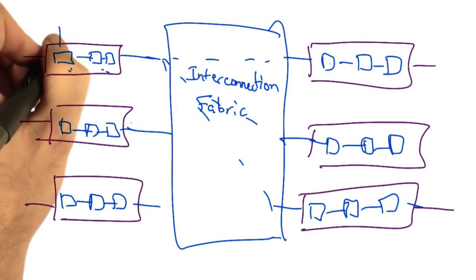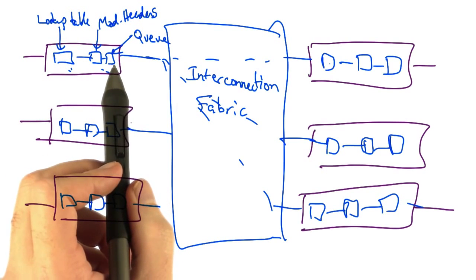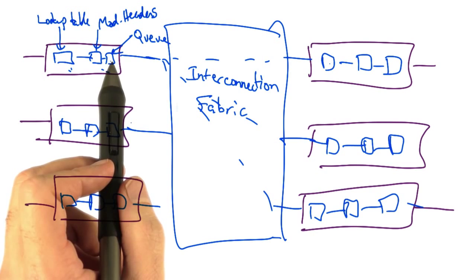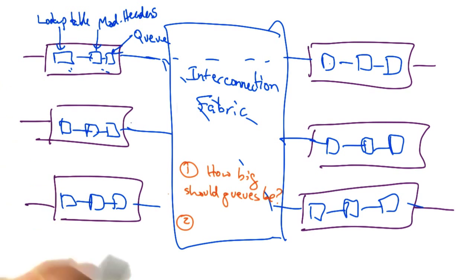Each of these line cards has a lookup table, the capability to modify headers, and a queue or buffer for packets as they enter and leave the line card. In other lessons, we talk about several important questions, such as how big queues should be and how lookup works.